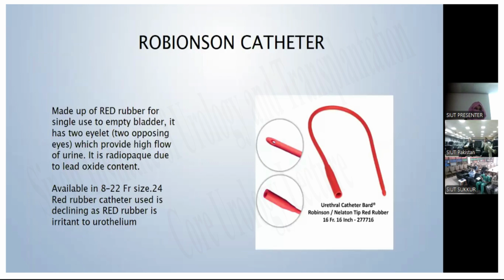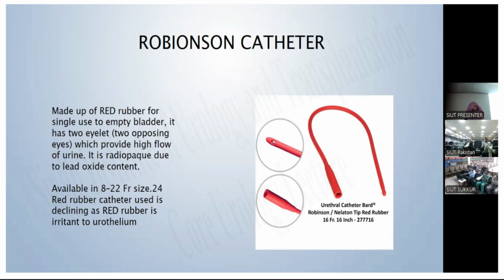I will do that myself. Robinson catheter is a catheter made of red rubber for single use for emptying the bladder. It has 2 eyelets, 2 opening eyes, which provide high flow of urine, and it is radio opaque due to lead oxide content. It is available in 8 to 12 FR, and its use is declining as red rubber is irritant to the urothelium. So it is only used for drainage purpose.